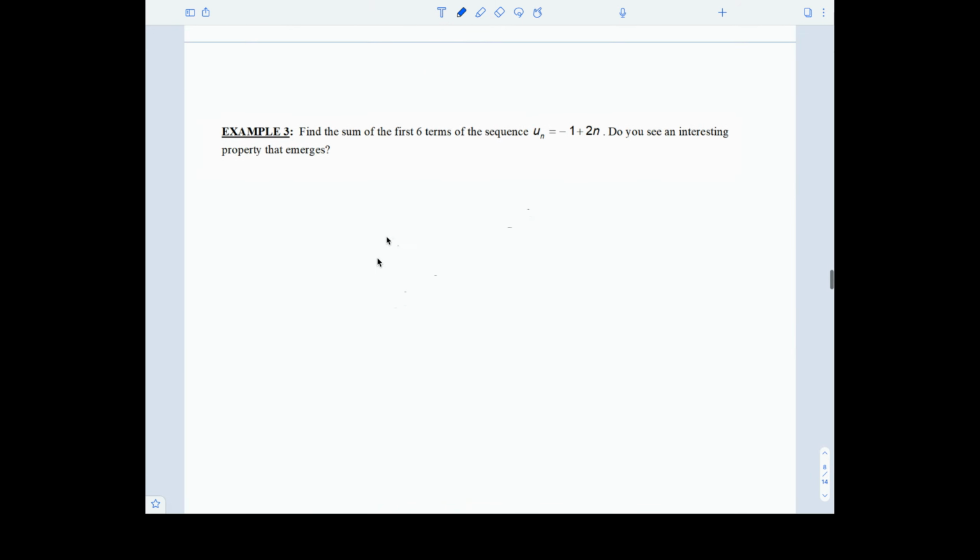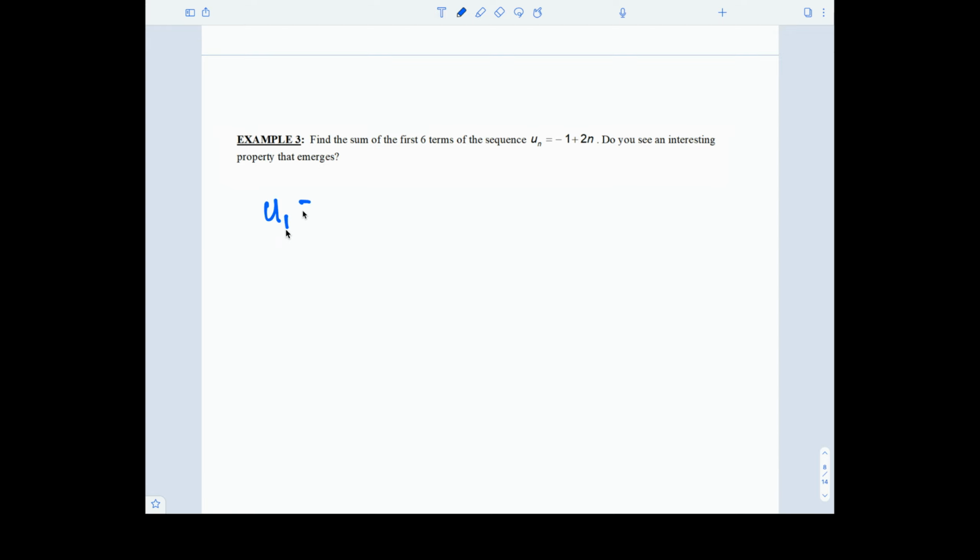All right, example 3. Find the sum of the first 6 terms of a sequence un equals -1 plus 2n. Okay, so let's just play with this a little bit. We got u1 equals -1 plus 2 times 1, which would give me 1. U sub 2 would be -1 plus 2 times 2.